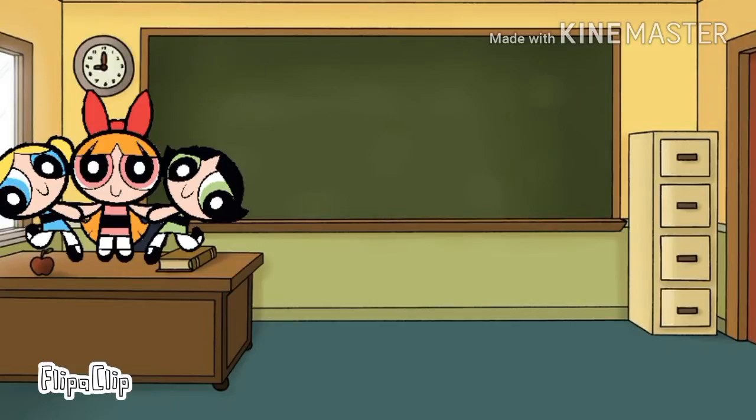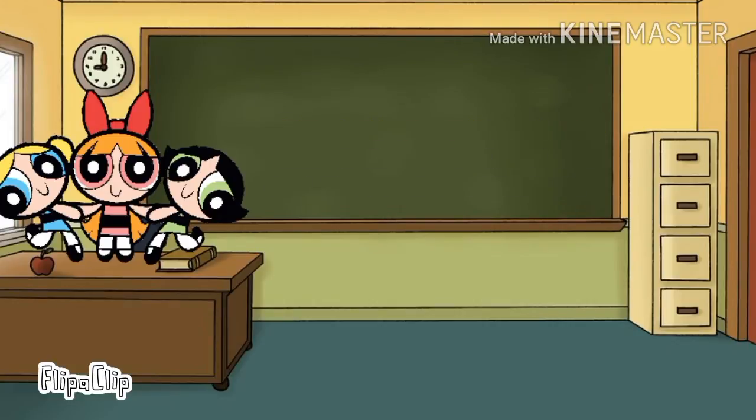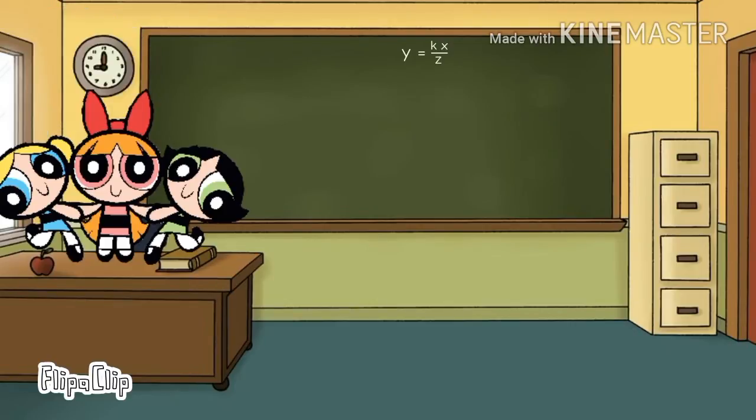For example, find the equation of combined variation where y varies directly as x and inversely as z. One set of values are y is equal to 4, x is equal to 6, and z is equal to 3. Find y when x is equal to 15 and z is equal to 10. The solution goes like this. y = kx/z. 4 = k times 6/3.